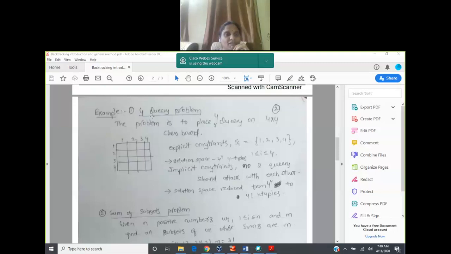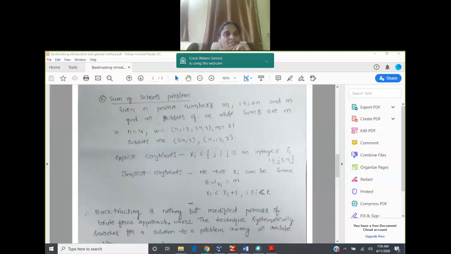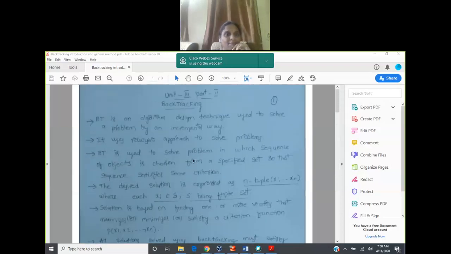So the first application is the n queens problem, then the sum of subsets problem, knapsack problem, Hamiltonian cycle problem, and graph coloring problem. Totally there are 5 applications for the backtracking algorithm design technique. So again, coming back here, backtracking is an algorithm design technique used to solve a problem by an incremental approach. It uses a recursive procedure to solve the problem.